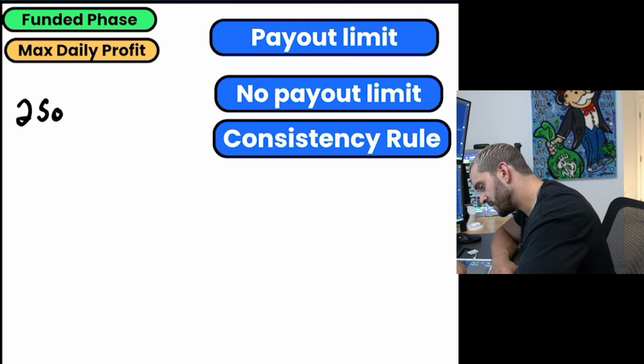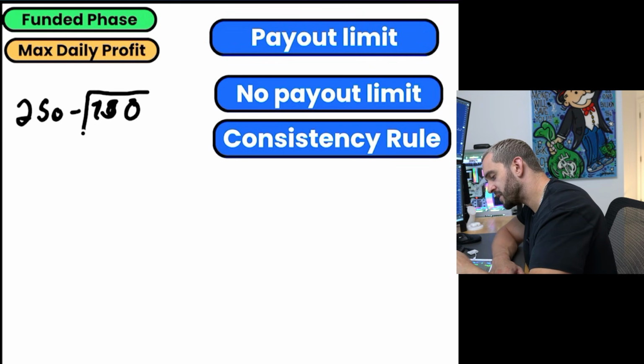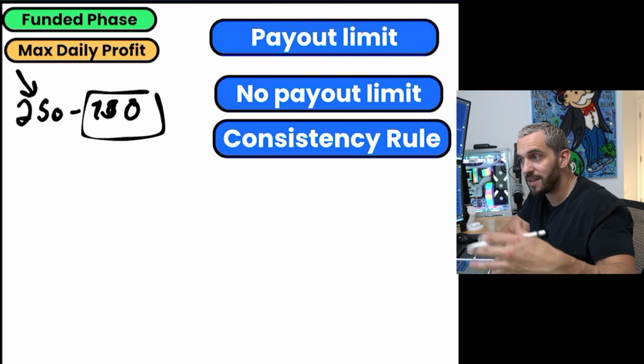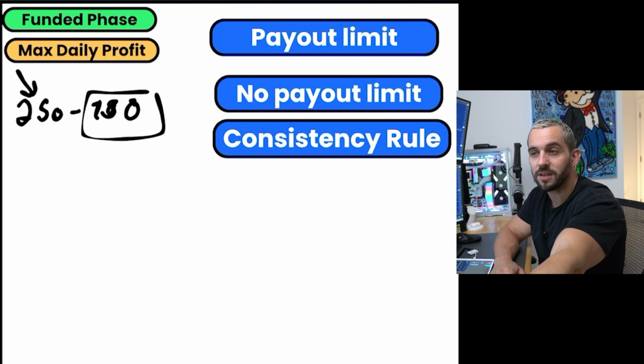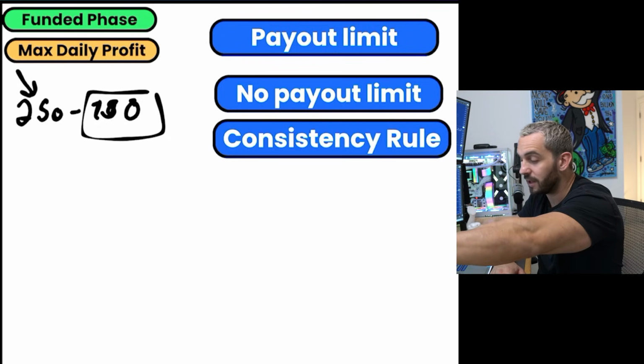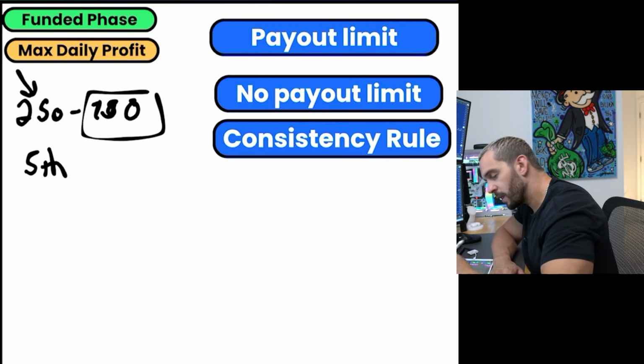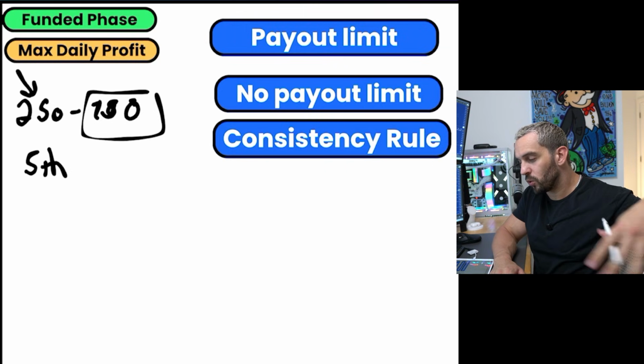Now, this is the range that I came up with, right? We have 250 to 750, and one of the things you might be wondering is, why do you even have the 750, right? If the maximum is 250 and you can't get anything more, like you're maxing your payouts out at 250, why do you care about making anything else? Apex is different. With Apex, after the 5th payout, your payout limits go away, right? So let's play this out.